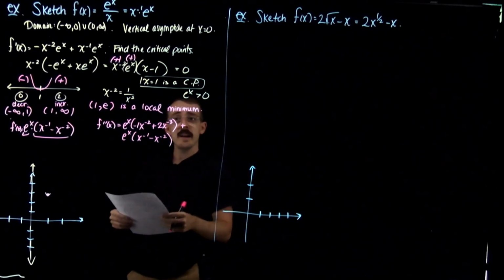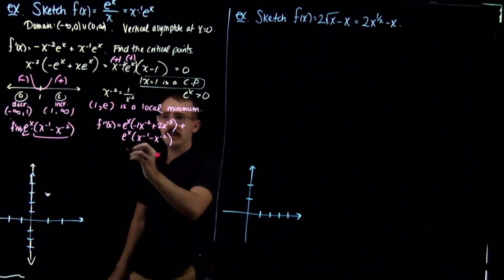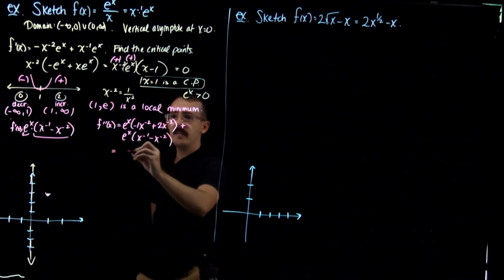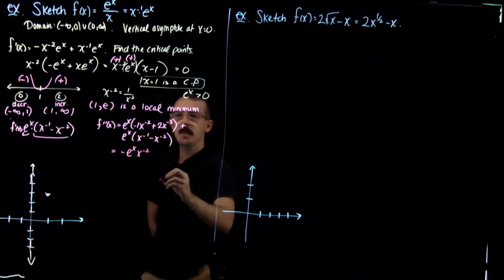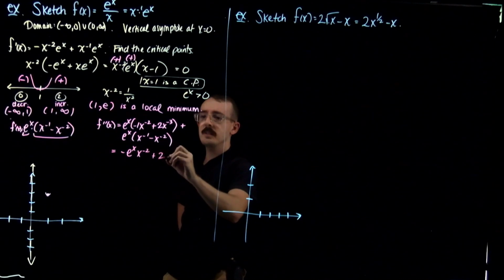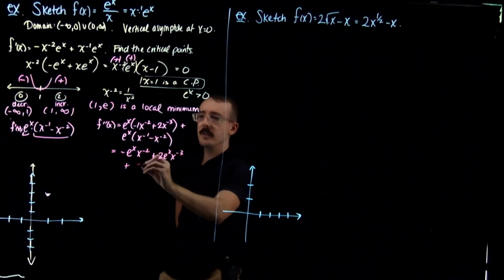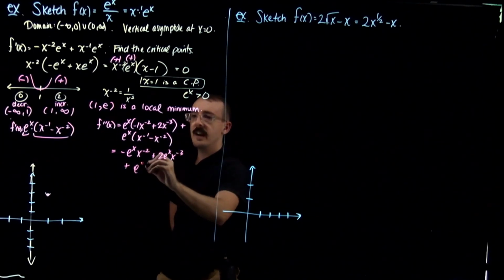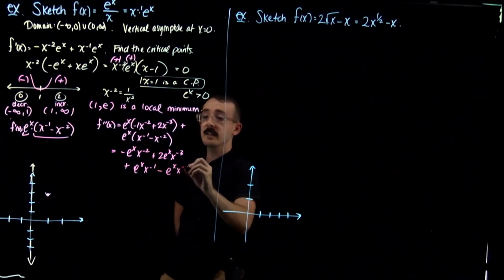I'm going to go ahead and try to FOIL things out here. So I'm going to have negative e to the x, x to the negative 2, plus 2e to the x, x to the negative 3, plus, I'm distributing the bottom one here now, so I have e to the x, x to the negative 1, minus e to the x, x to the negative 2.